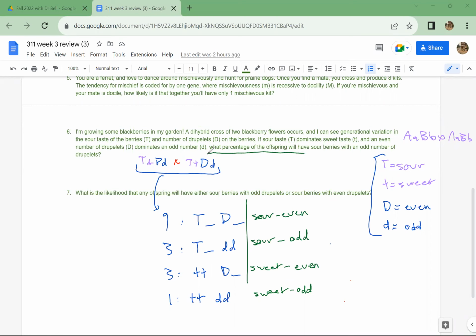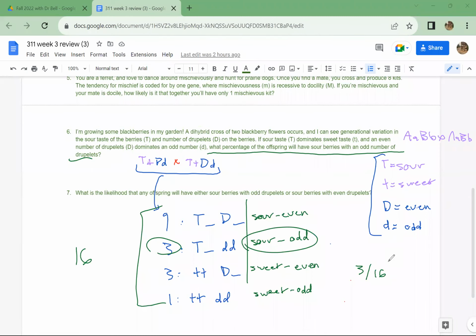What percentage of the offspring will have sour berries with an odd number? Sour and odd, boom. 3 out of all of these different times. 9 plus 3 plus 3 plus 1 is 16 total. So 3 of those 16 offspring, or 3/16 of any, how to word that? The answer is 3/16. Simple as that.